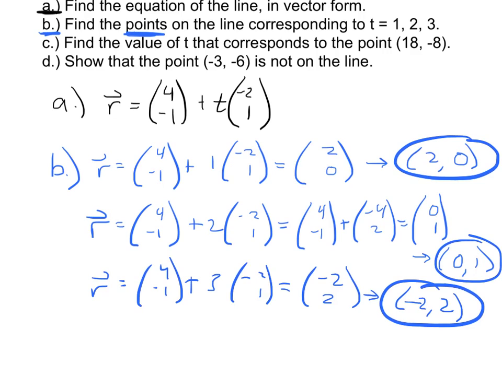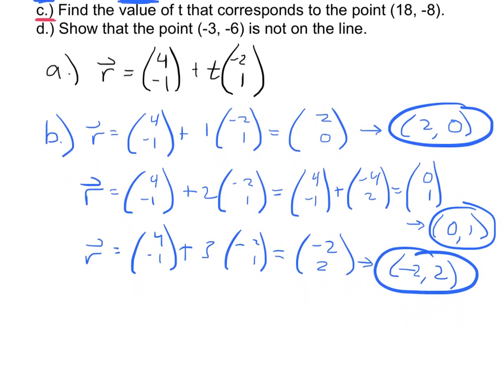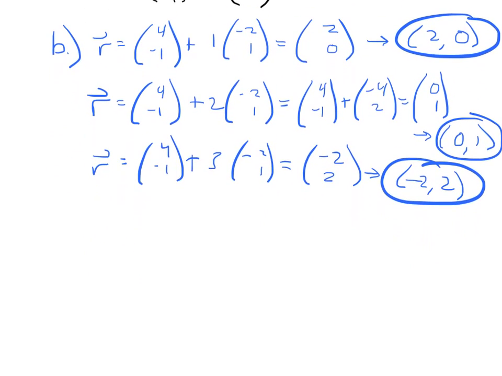So what this means is, in part C, they're basically telling us, and notice in part B they gave us times and asked for a point. In this one, they're giving you the point and asking you for the time. Right? So you may want to make a note of this in your notes.